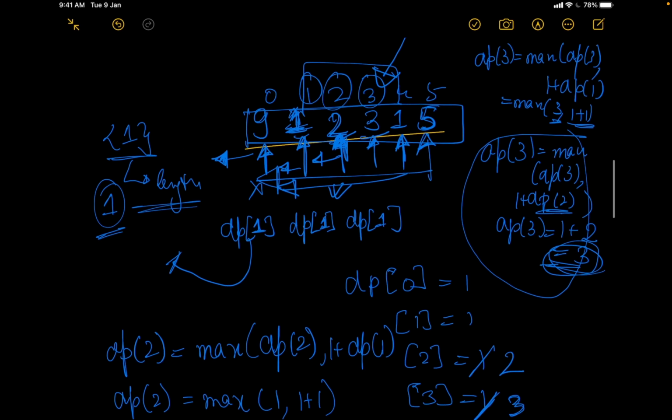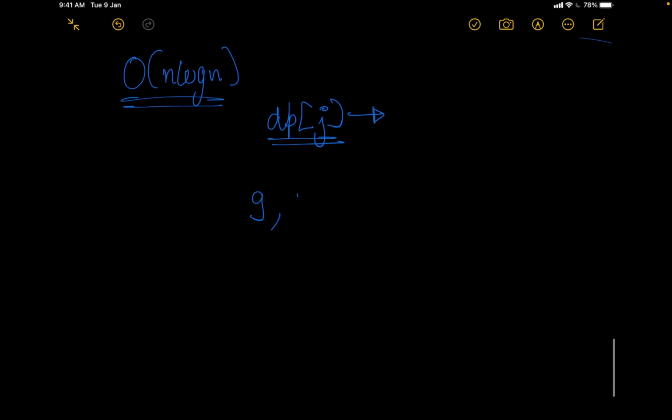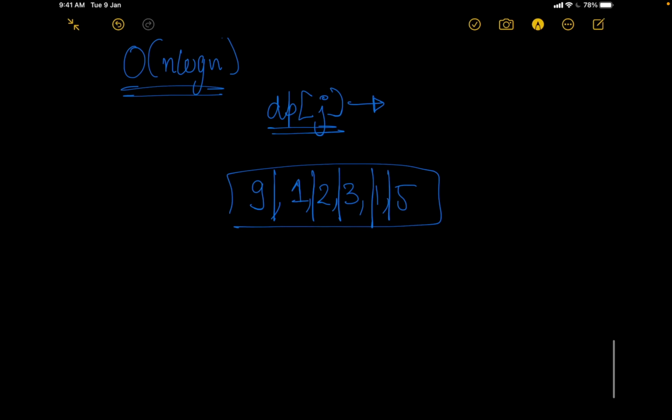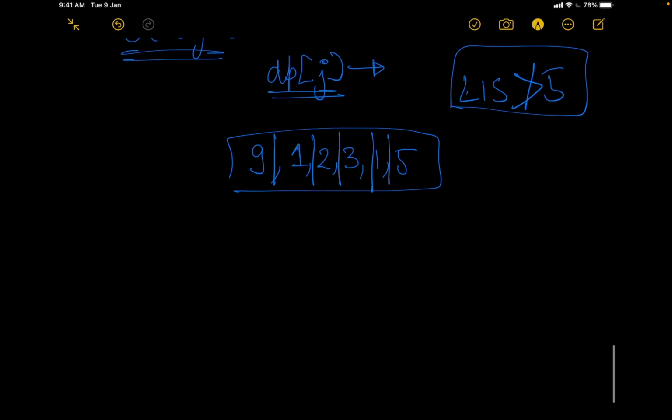So what we can do is change the way we were storing the values in the DP. So let's say now dp[j] would mean what is the element at which... let me give you an example so that the explanation is more clear. So we were having the array 9 1 2 3 1 5. Since the total number of elements is 5, LIS can definitely not be more than 5, right?